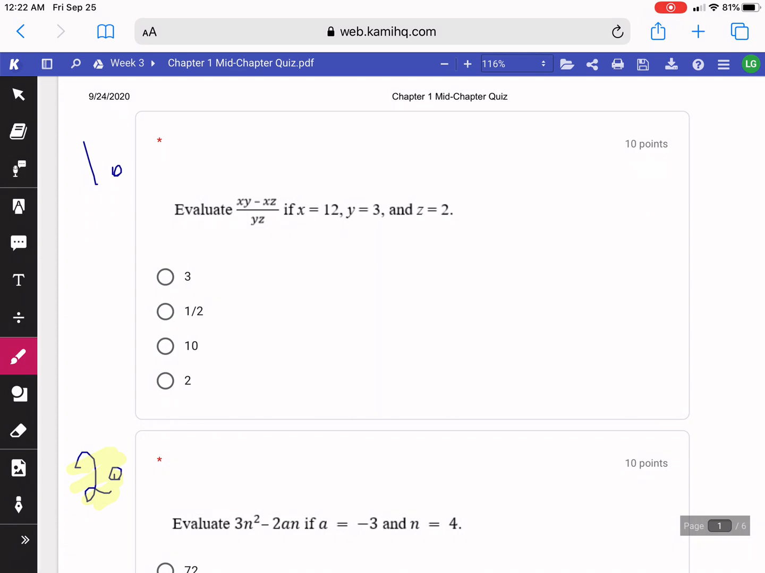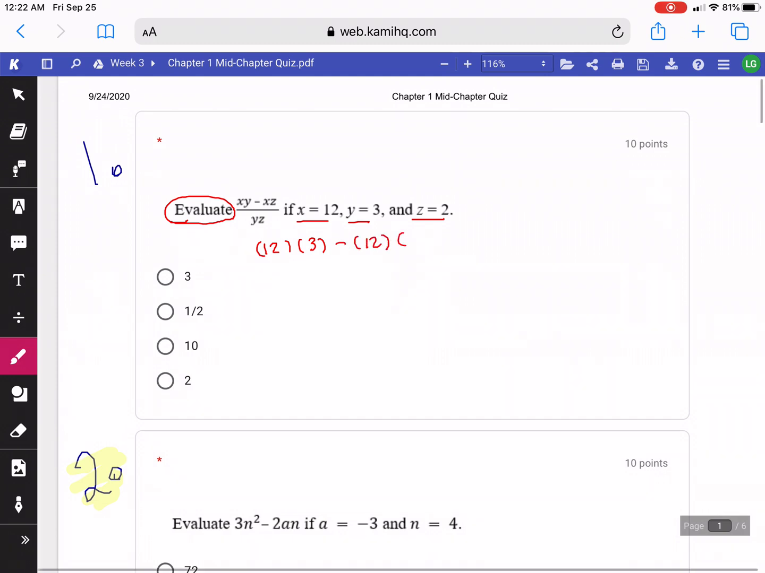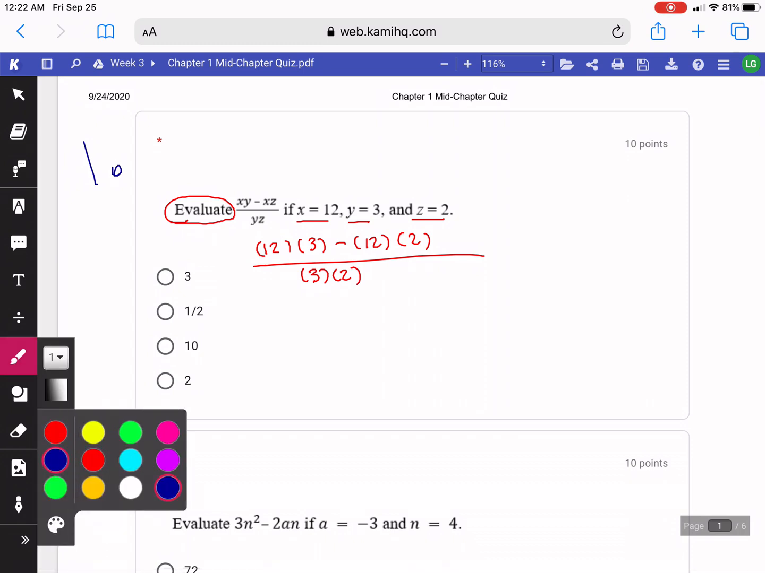So on number 1, you have to evaluate. So that's our keyword. In other words, we're going to plug in our numbers for our variables and simplify. So for x, I'm going to plug in 12, for y 3, and for z a 2. Now I can start to make this smaller.